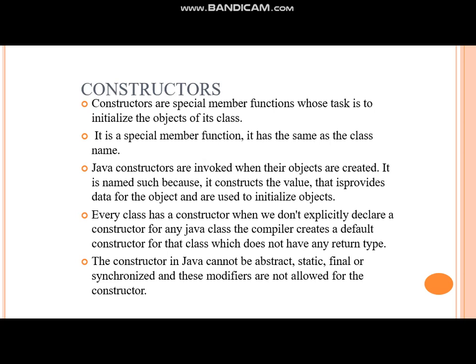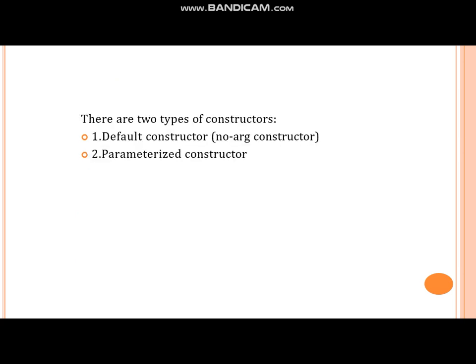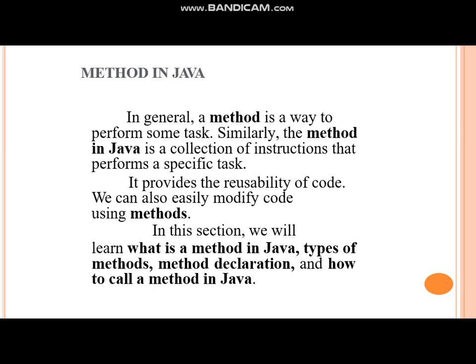When we don't explicitly declare a constructor for any Java class, the compiler creates a default constructor for that class. A constructor does not have any return type. The constructor in Java cannot be abstract, static, final, or synchronized, and these modifiers are not allowed for constructors. There are two types of constructors normally used in Java. First one is default constructor and second one is parameterized constructor.